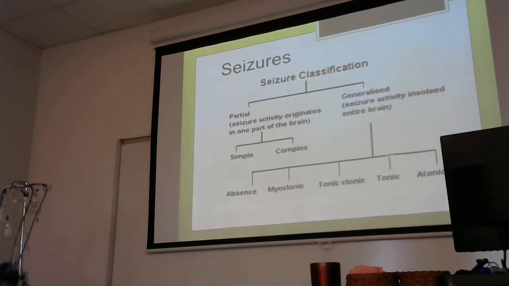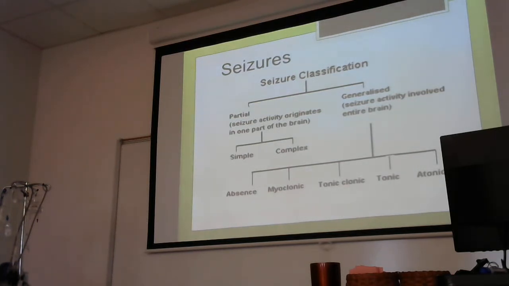When we look at our generalized seizures, there are lots of them. A tonic seizure, tonic being a stiffening of the muscle groups. They get very stiff, rigid muscles. Clonic is a rhythmic jerking. So tonic clonic seizures is what we see with our grand mal seizures, what we typically think of when we think of a seizure. They'll start with a stiffening and they'll move into a rhythmic jerking.